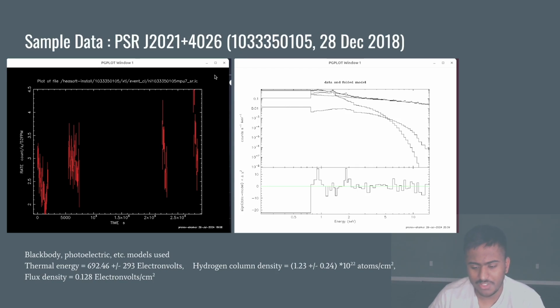We fitted the data in various models. One of the models we used was black body. And this is a good model because the X-rays come from the surface of the pulsar, which emits radiation like a black body. That means it absorbs almost all light that hits it, converts that light into heat, and emits that heat. The black body model gives this thermal energy, which is a measure of the temperature.